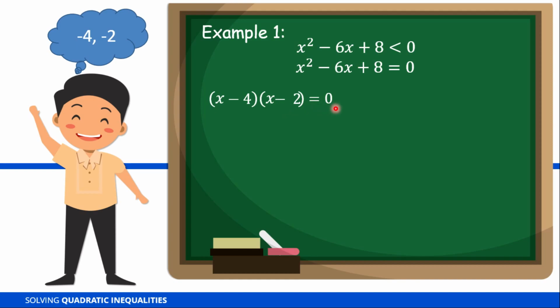Now, let's use the zero product property para makuha natin yung value ng x. Unahin natin si x minus 4. We have x minus 4 is equal to 0. Add both sides by 4 para maging x na lamang may iwan sa left side.